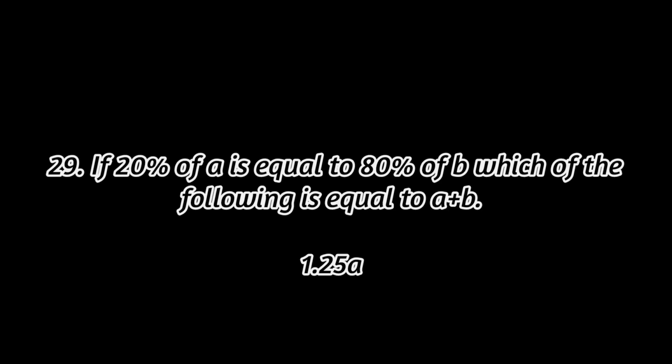If 20% of A is equal to 80% of B, which of the following is equal to A plus B? 1.25 A. Which of the following expresses the area of a circle in terms of its circumference? C squared divided by 4 pi.